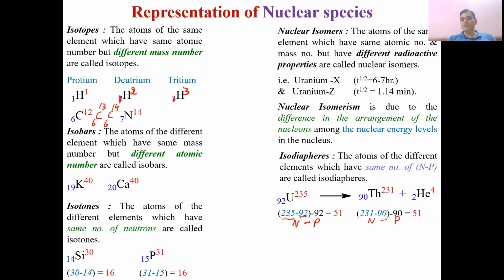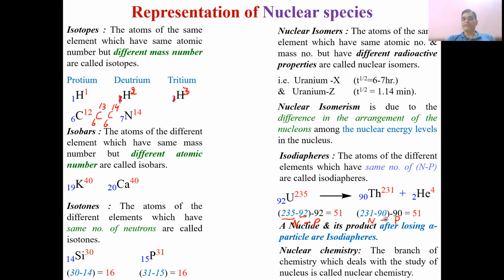Means these two species, uranium 92-235 and thorium 90-231, are isodiaphers. What are isodiaphers? The atoms of different elements which have the same value of n minus p are called isodiaphers, and these isodiaphers are obtained by the emission of an alpha particle. Means the nuclide uranium 92-235 and its product, thorium 90-231, are isodiaphers. The product which is formed after losing the alpha particle is an isodiapher with the reactant species.